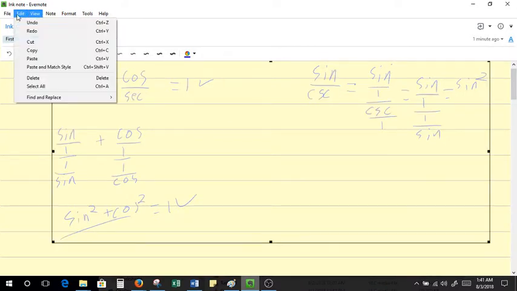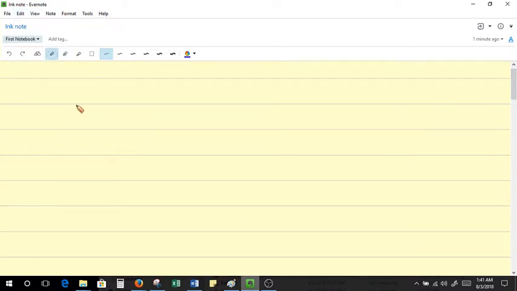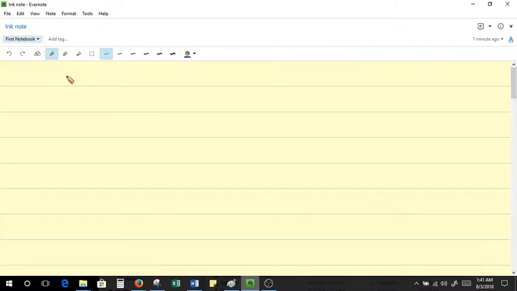Let's clear our board and try a different one. So this next one, cosine plus sine tan is equal to secant. All right, heads up about tan and cotangent. They use these a lot, and they're trying to get you to recognize this.